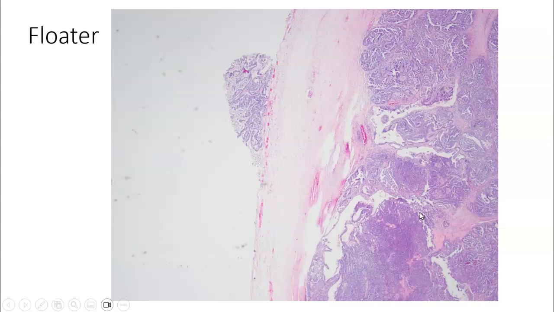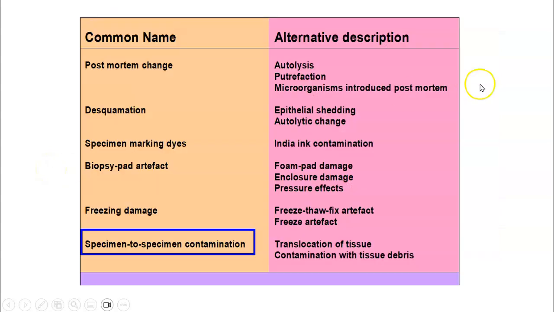So this is one such example of a floater. I mean, in this instance, it's actually quite obvious because this clearly looks like it's just sitting on the surface and there's nothing else here. So this is a clear-cut example of a floater. Probably this tumor is very friable. It's not always so obvious.